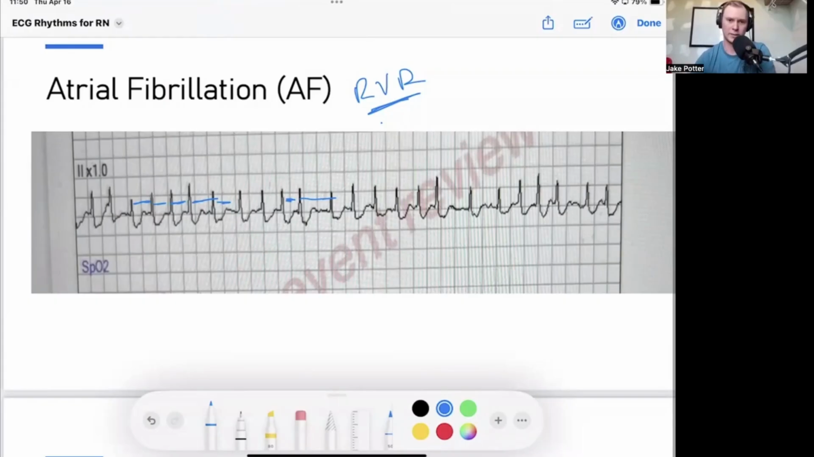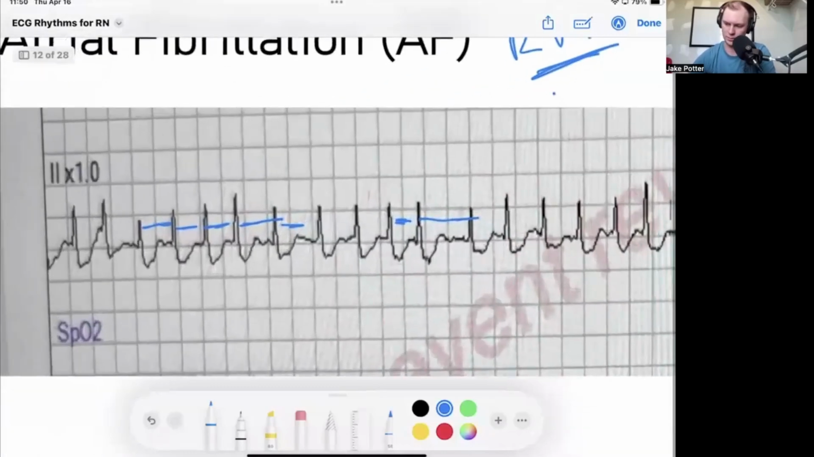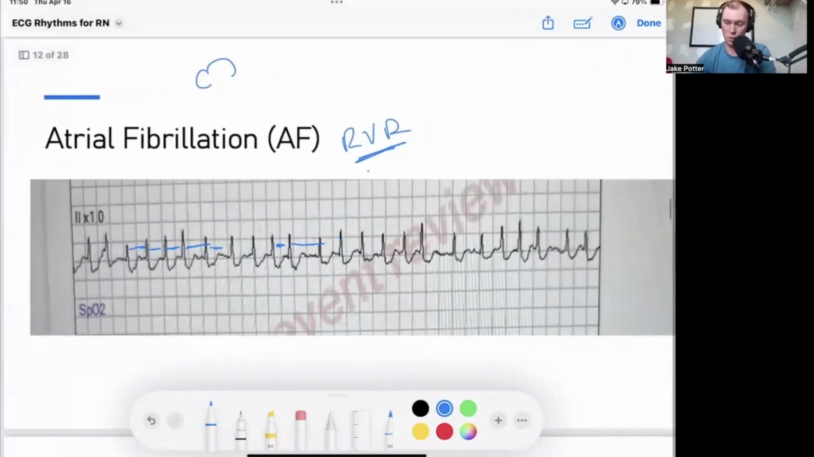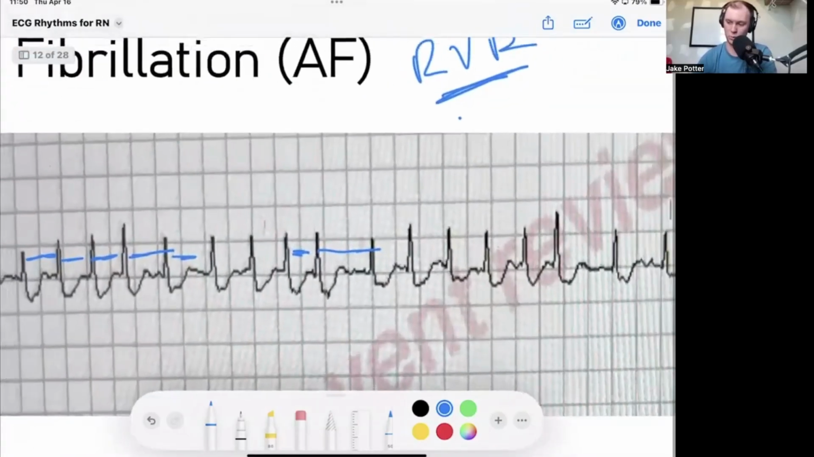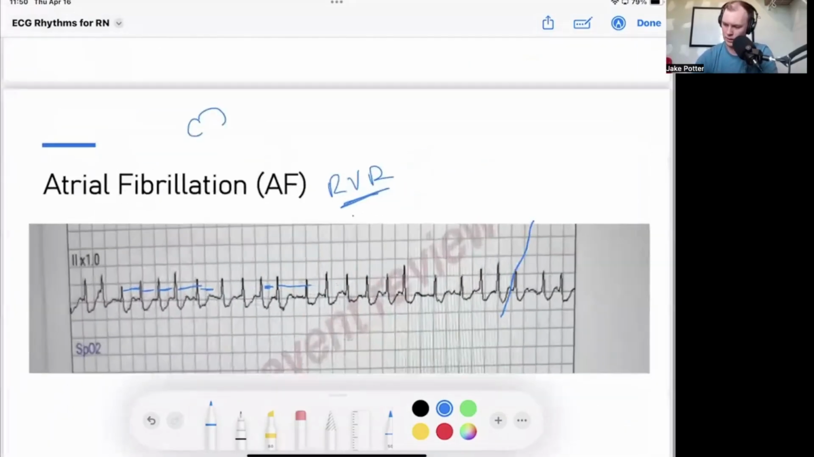This is actually my case. This is a call that I had. I think this person had a rate of like 240, 220 at most. You see the lowest rate we have here is 150. So this is a patient that I had. So there's your AFib. I hope that makes sense.